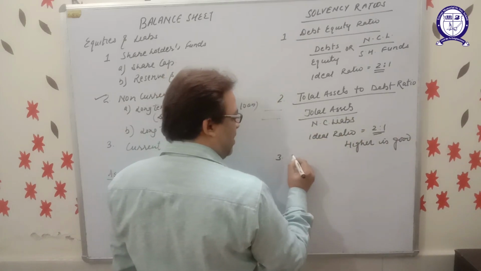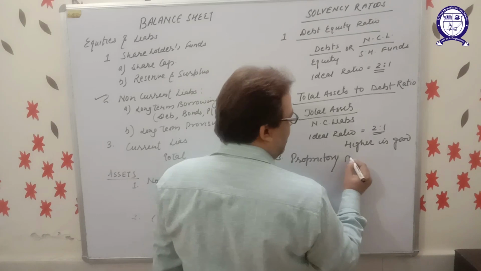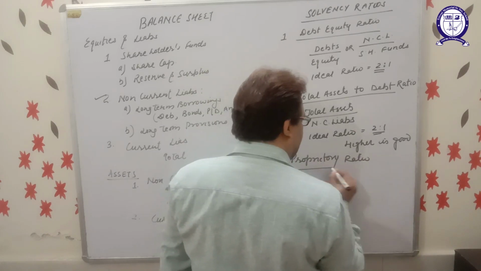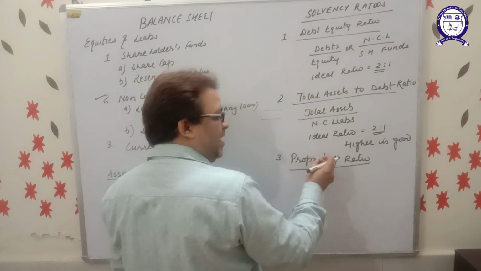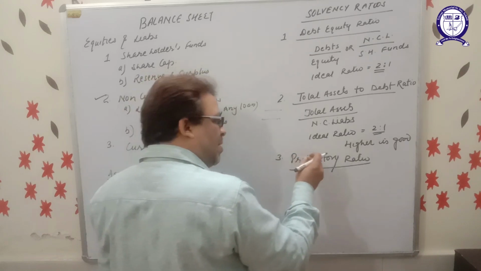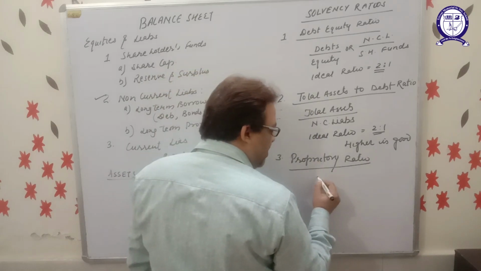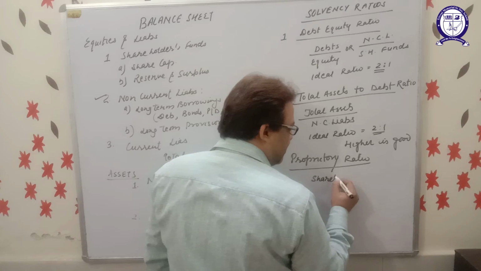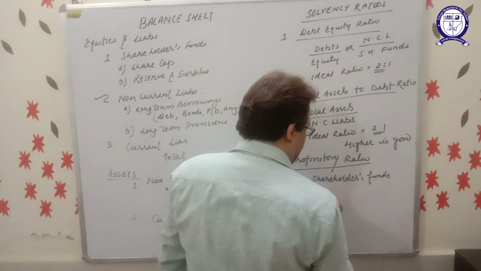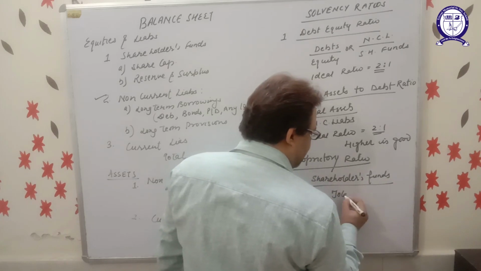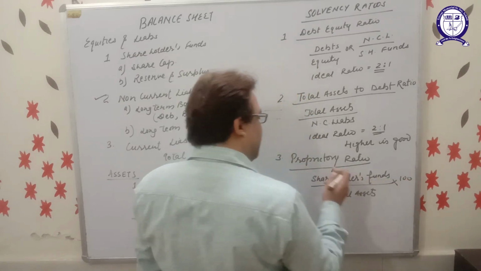Next is proprietary ratio. This ratio is used to know how much amount is taken from the shareholders, how much amount is invested by the owners in purchasing total assets. So formula is shareholder funds divided by total assets into 100. It is calculated in percentage.